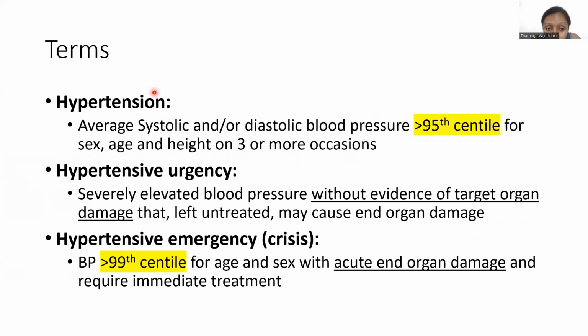Now that is the diagnosis of hypertension. So what is hypertensive urgency? You have severely elevated blood pressure without evidence of target organ damage, right? When we say severely elevated in children, we refer to the 99th centile, right? It's a crisis. Now, just like in adults, you have end organ damage, but the number itself is also high. You diagnose hypertension when the blood pressure is above the 95th centile, emergency when the blood pressure is above the 99th centile.